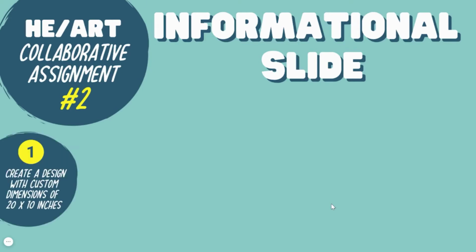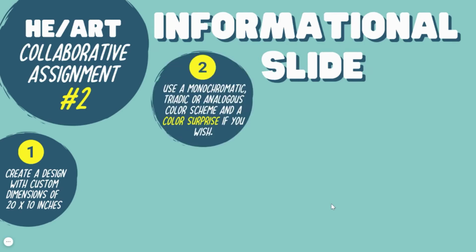So number one, you're going to create a design with custom dimensions of 20 by 10 inches. Now, a poster is oriented vertically. An informational slide is oriented horizontally. So you're going to have a wide 20 inches by half that height of 10 inches. So I think by this point you know how to do that in Canva.